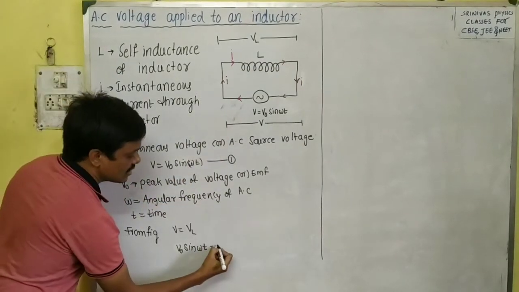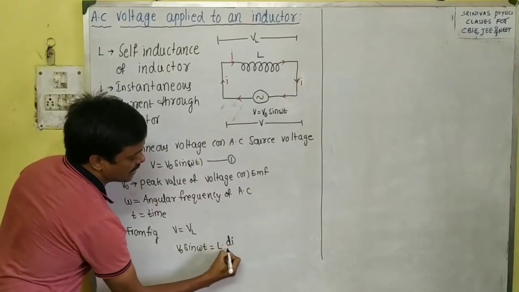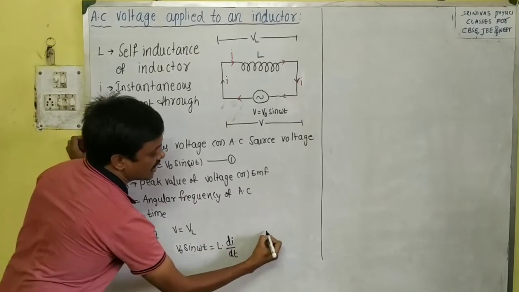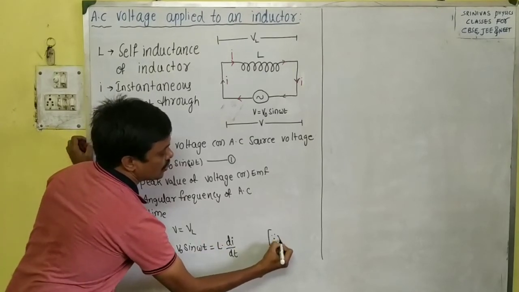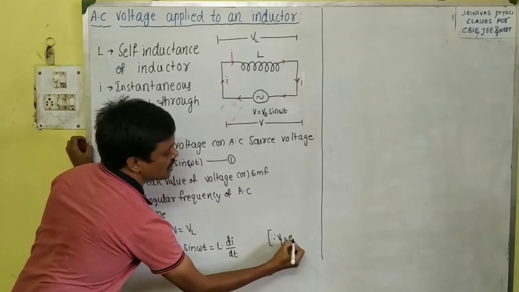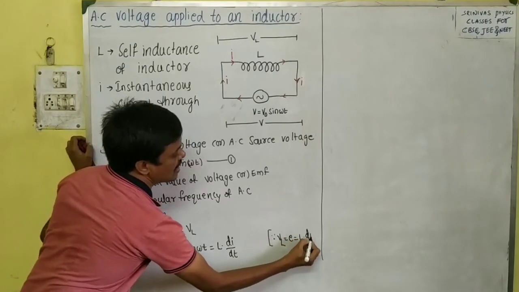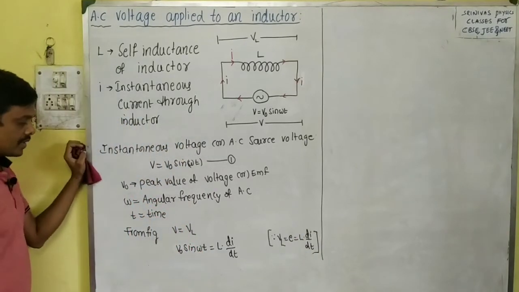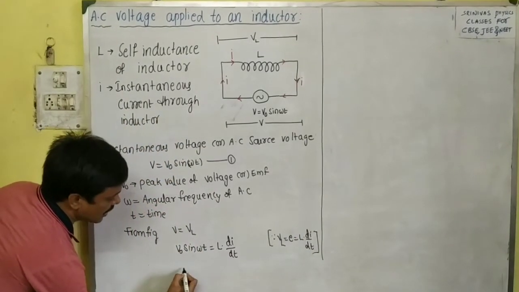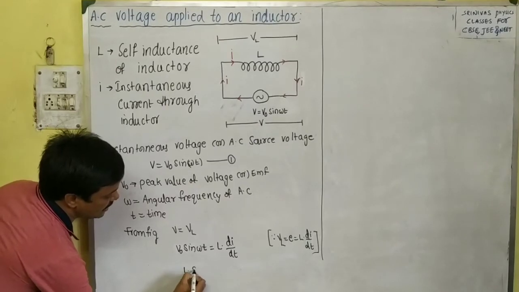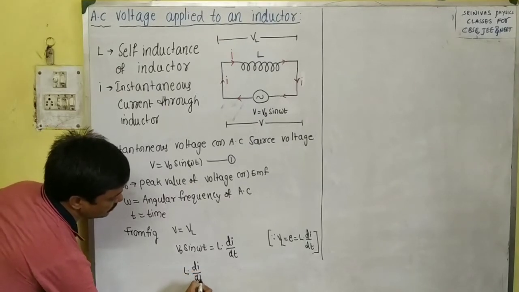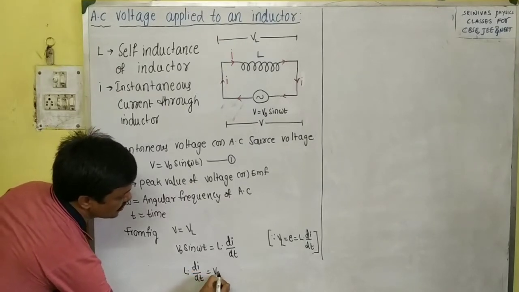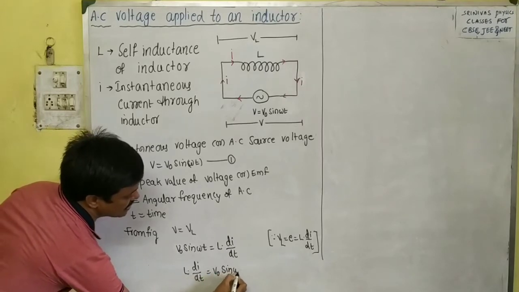That we write as, we know, L di by dt. Yes, this is the induced EMF across the inductor. The voltage across the inductor equals the induced EMF, and that formula is L di by dt. This we know already. Now I want to write this like this: L di by dt is equal to V0 sin omega t.